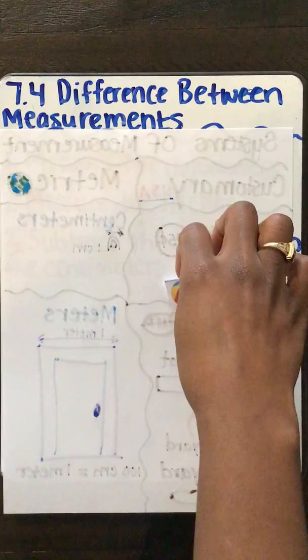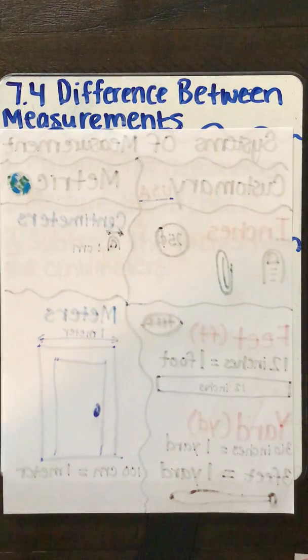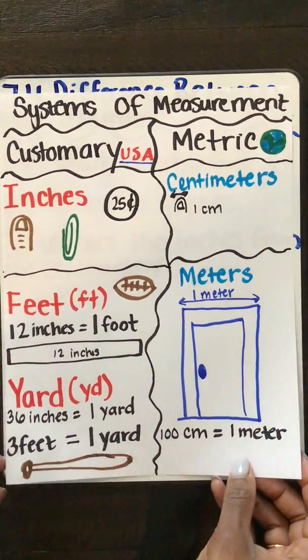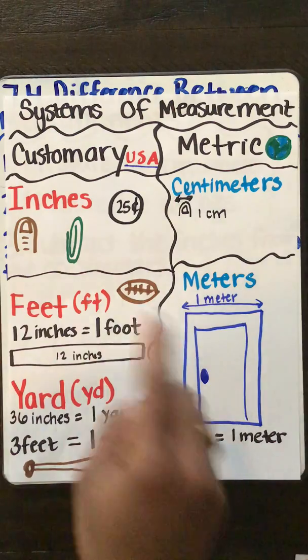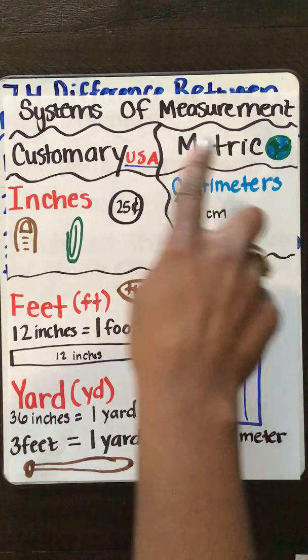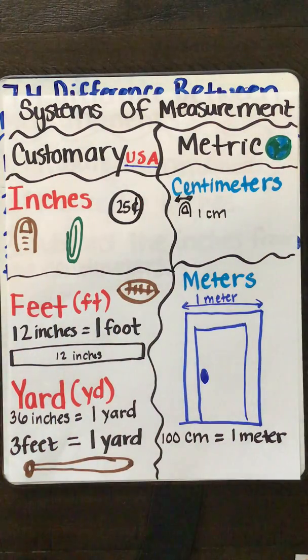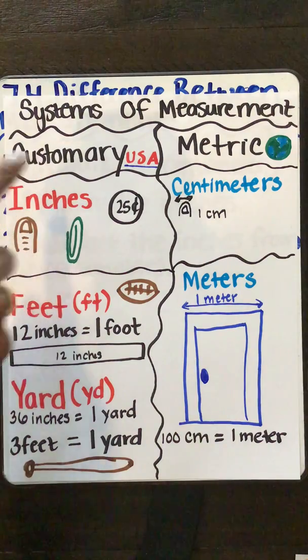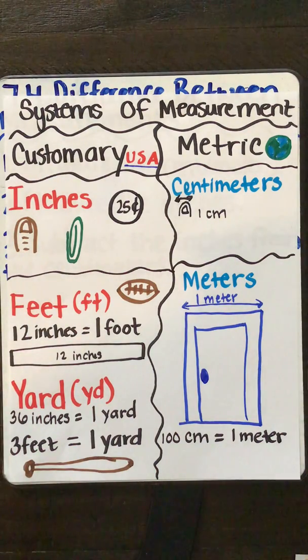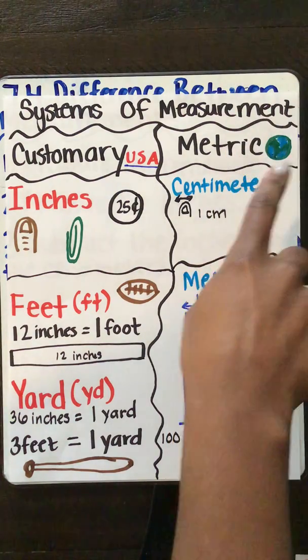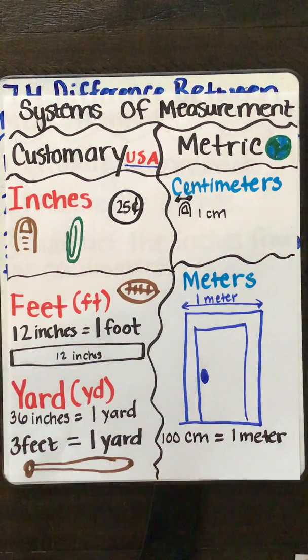So today I'm going to teach you about the different systems of measurement. There are 2 systems of measurement. The 2 systems of measurement are customary, can you say customary, and metric. Customary and metric. So the customary system of measurement is mostly used in the USA, right here where we are. We use the customary system of measurement. And the metric system of measurement is used all around the world. So let's go through and see what's in each one.